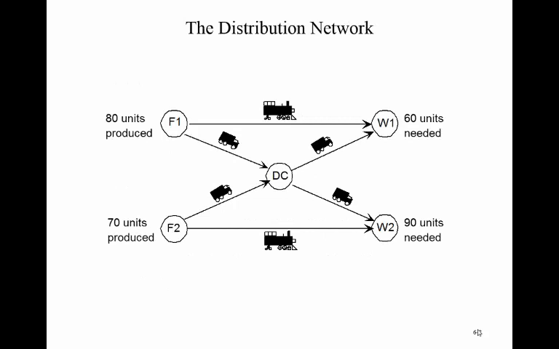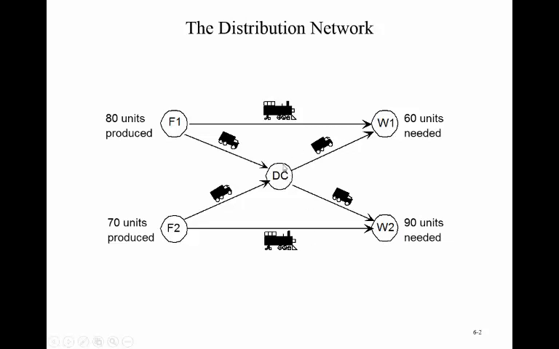So let's take a look at the way this network is set. So again, we've got factory 1 and factory 2 on the left with the associated amounts of available units that can emerge from each of those factories. And on the right, we have the warehouses that are demanding a certain number of units. And as you see, this very top link is we have the ability to ship directly from factory 1 to warehouse 1 by rail. We also have the ability at the very bottom to ship directly from factory 2 to warehouse 2, again by rail.